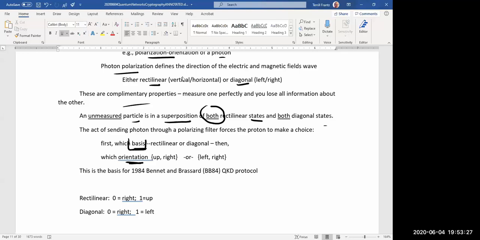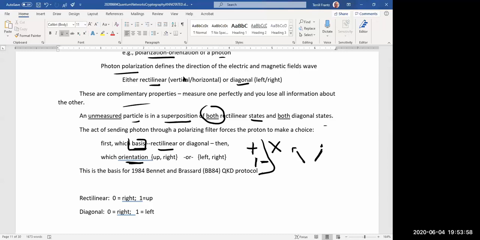So which basis, being rectilinear or diagonal, and you've heard this term basis in quantum computing quite a bit, and here's partly what we're talking about. Then which orientation it is. So it's either up and down or left and right, or if it's diagonal, it's either pointing to the left or pointing to the right.